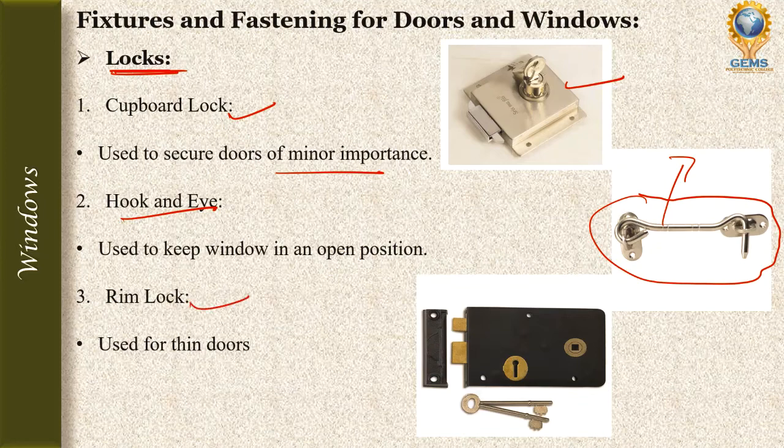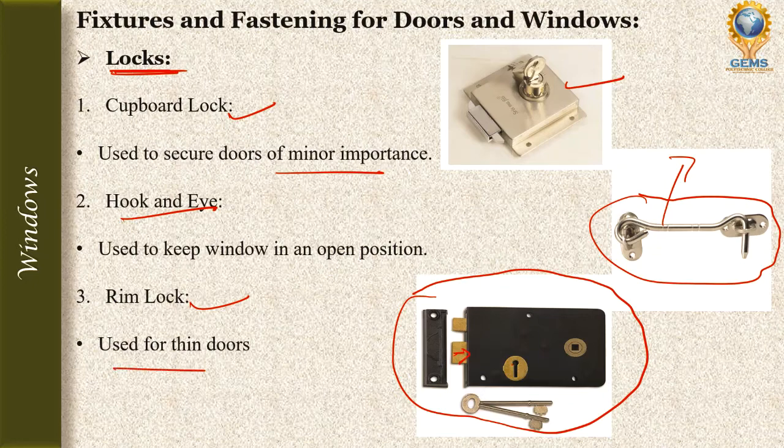Third is the rim lock. This is the rim lock. The key will be inserted here. If you rotate the key to unlock it, this lock segment will go inside, and you can move the door. This will be used for thin doors, not for thick doors. If the door size is thin, we will go for the rim lock.